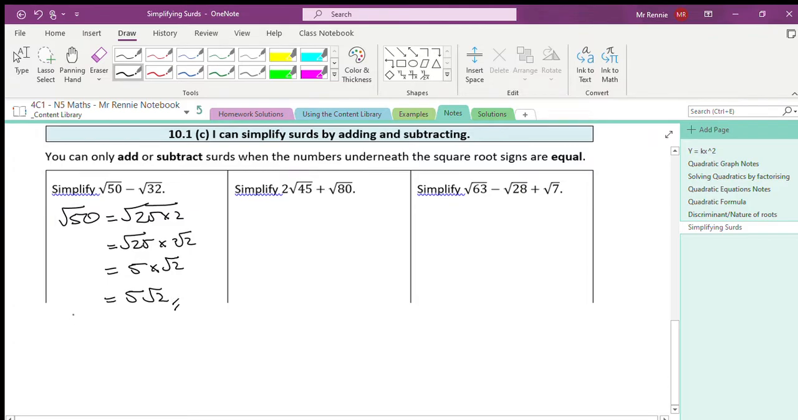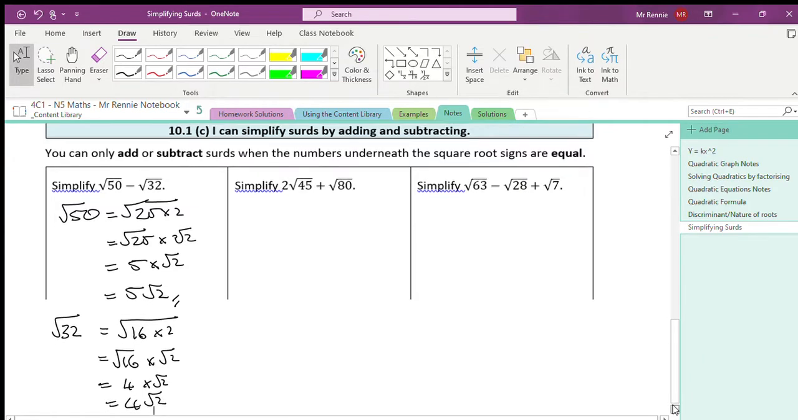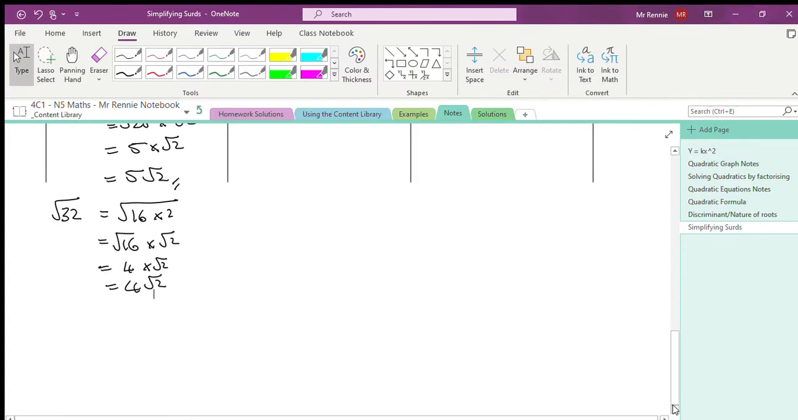Now let's look at root 32. I can split that up. That becomes 16 times 2. That becomes square root of 16 times the square root of 2. That gives me 4 times root 2, which gives me 4 root 2. So what the answer to this question will look like, rather than doing root 50 take away root 32, is my answer for root 50, which is 5 root 2, take away the answer to root 32, which is 4 root 2.